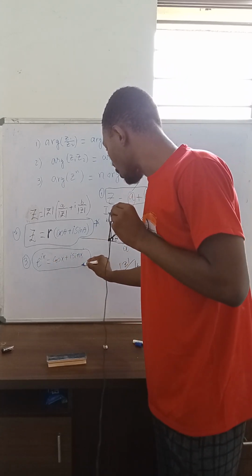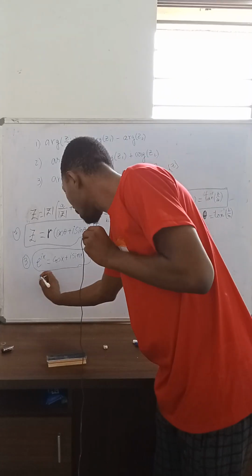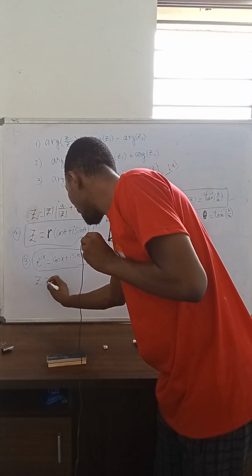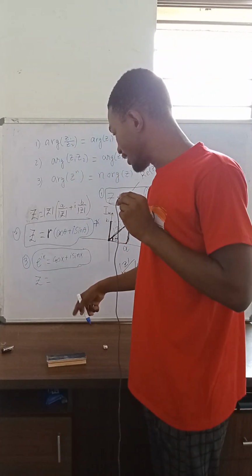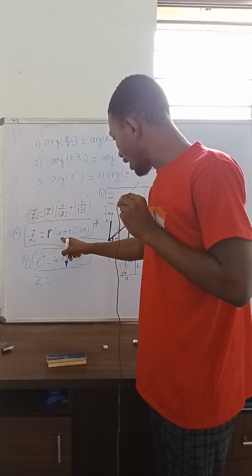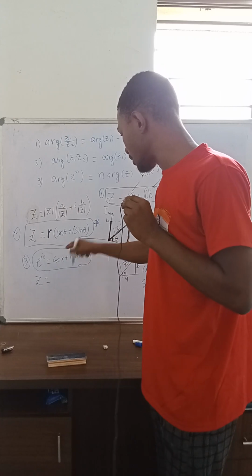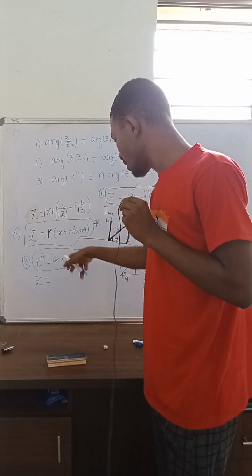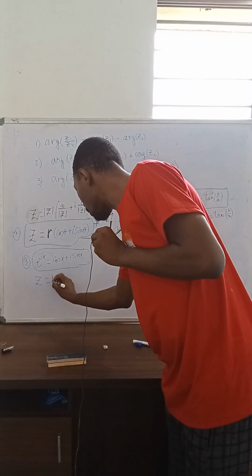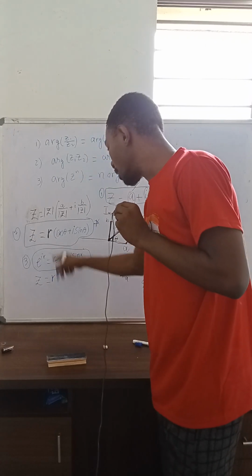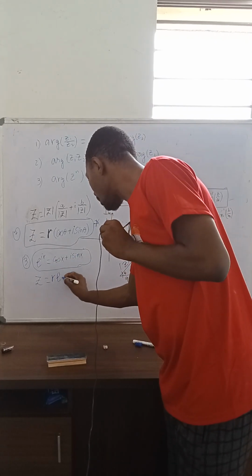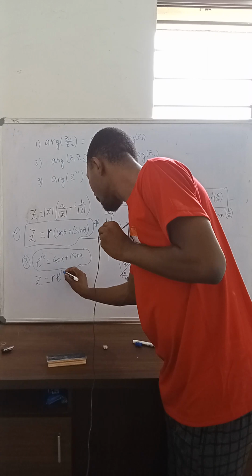So by using this, you can come here to z. What will be z? Here cos theta plus i sine theta is the same. If you compare, this expression over here is the same as this. So we can just write here, put your r, keep it, then multiply by e to the i theta.